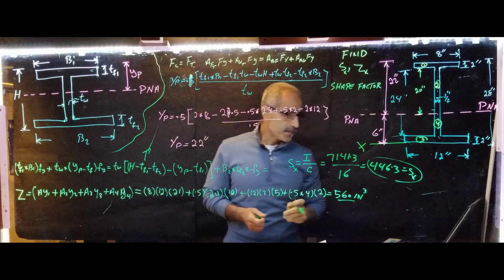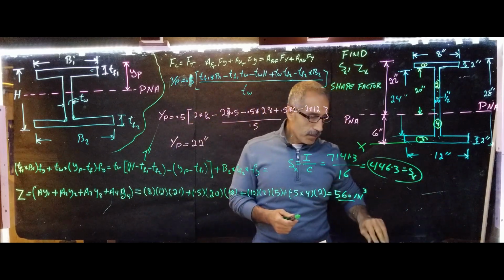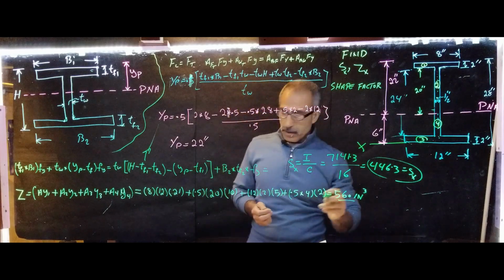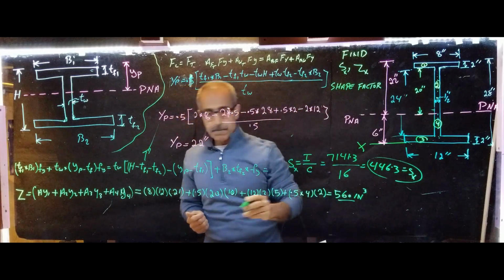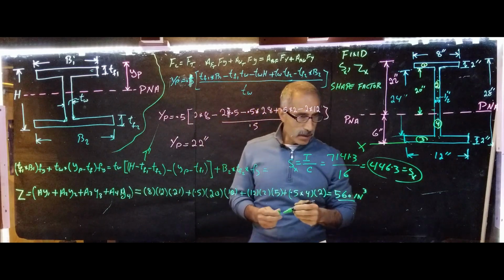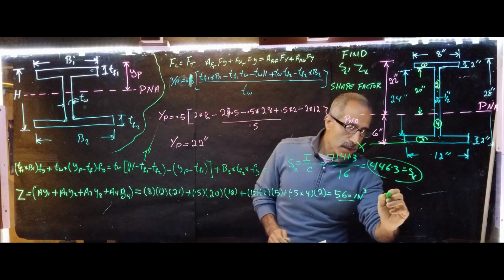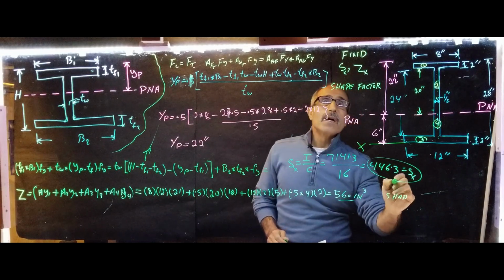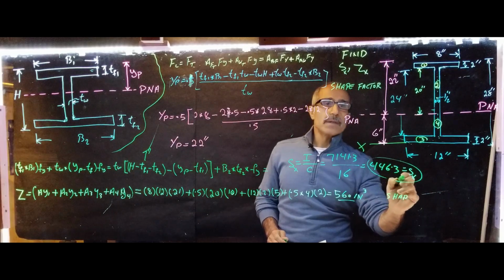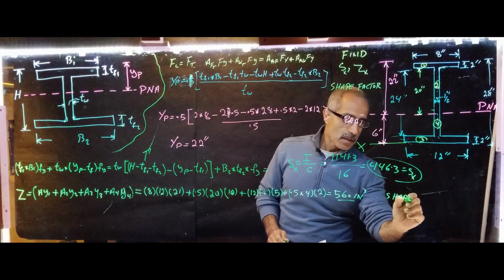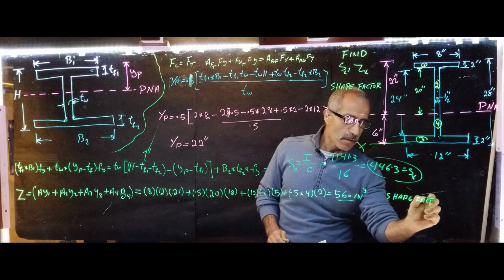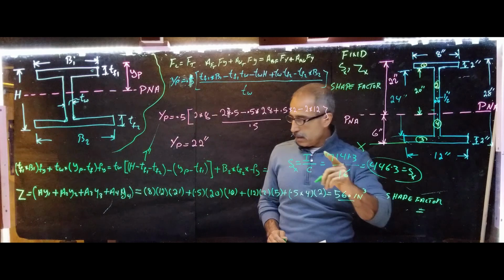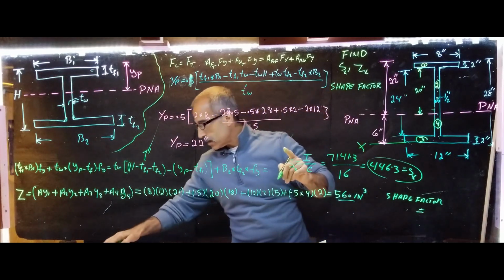Now we found Z. We're in good shape. Let's calculate the shape factor. Shape factor is equal to, what did I write down here? Do I have the right number?